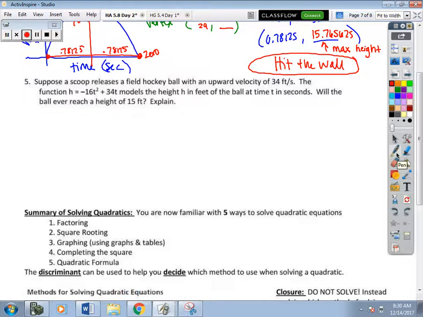All right, see if you guys can read through number 5, come up with a plan, maybe sketch a picture, and then we'll go over that one.